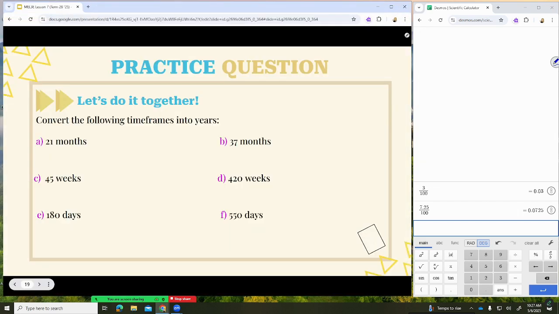Let's practice converting different amounts into years. Let's say we have to convert 21 months. How many months were in a year again? There are 12 months in a year. So we are going to divide 21 by 12. That means that 21 months is 1.75 years. Or you can say 1 3/4 of a year.